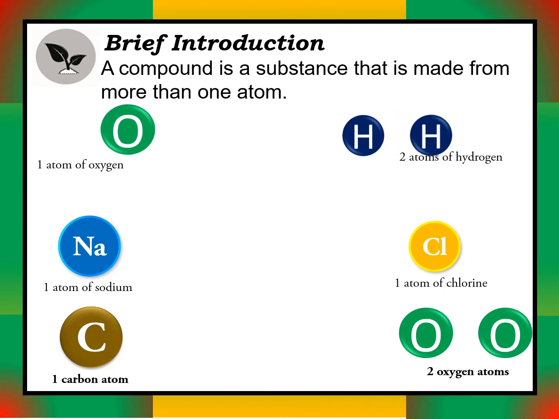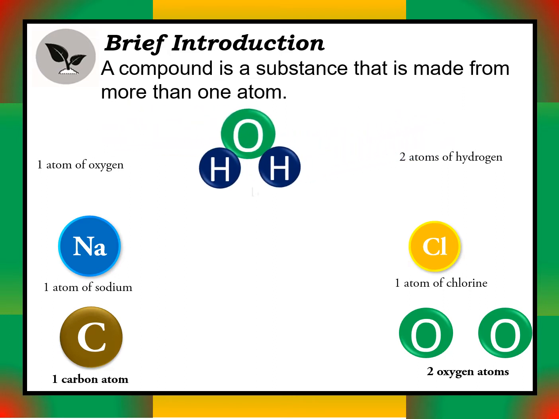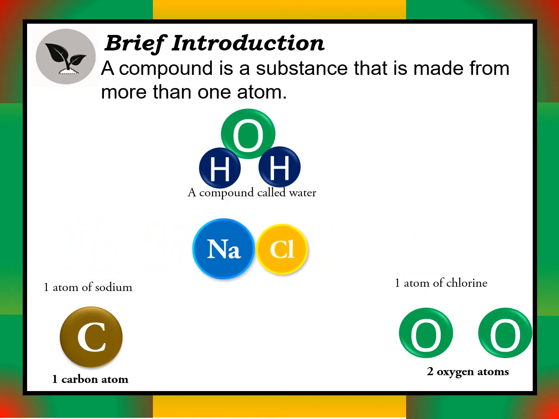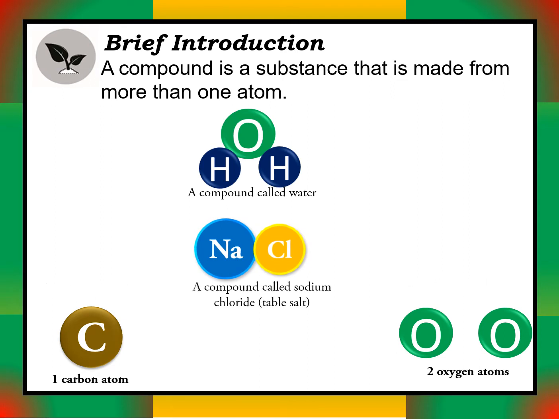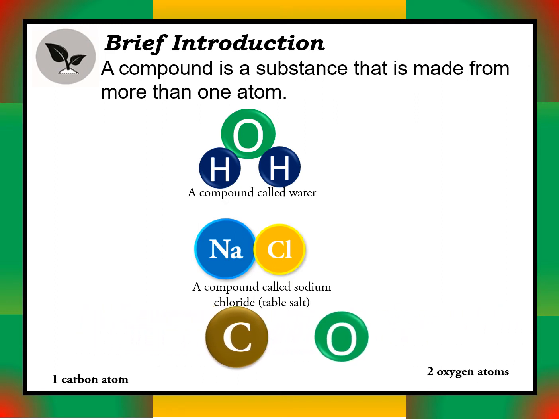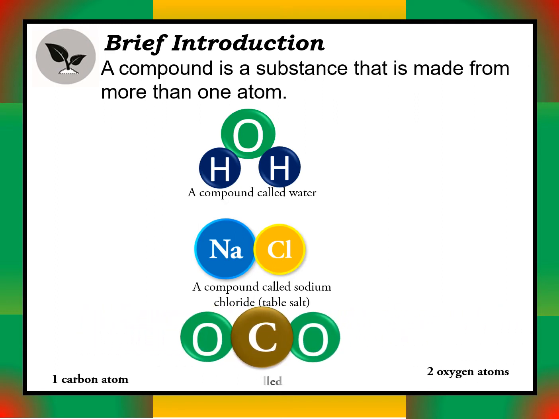A compound is a substance that is made from more than one atom. As you can see, you have a compound called water from an oxygen atom and hydrogen atoms. For sodium chloride, you have a sodium atom, the sodium element, and a chlorine atom. It is the atoms that combine, all right? Atoms of a specific element.